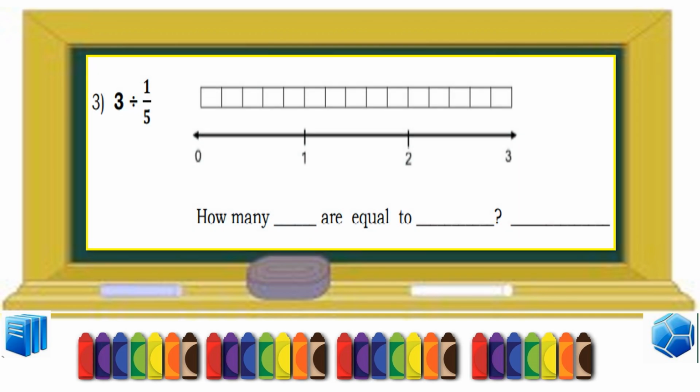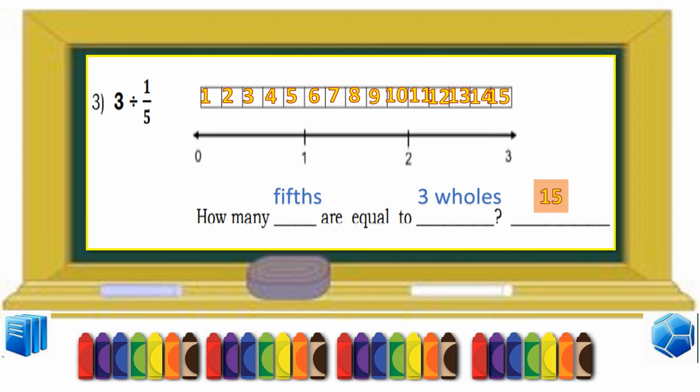Number 3, 3 divided by 1/5. So, how many fifths are equal to 3 wholes? So, let's count, 1, 2, 3, 4, 5, 6, 7, 8, 9, 10, 11, 12, 13, 14, 15. So there are 15.